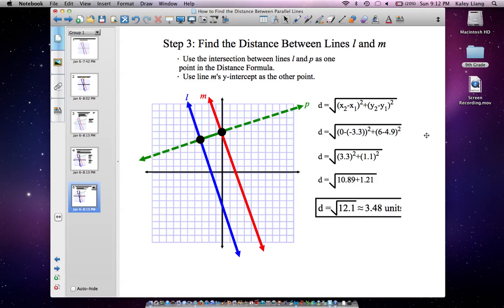So I plug this into the distance formula, which is d equals the square root of (x2 minus x1) squared plus (y2 minus y1) squared. And I found the distance between lines L and M equals the square root of 12.1, which is approximately equal to 3.48 units.